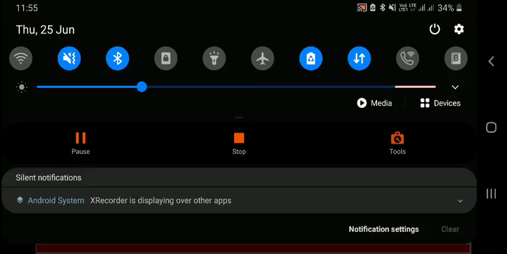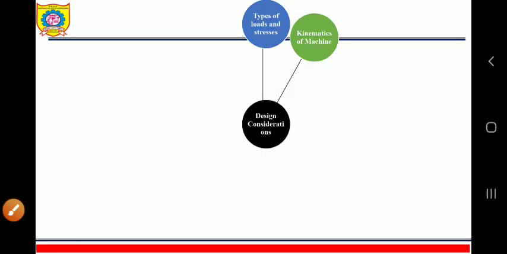Next is design consideration. What is design consideration? The factors which need to be considered while doing design. The first one is types of loads and stresses. So while considering designs, we have to consider certain factors that are called design considerations. So first design consideration is types of loads and stresses.